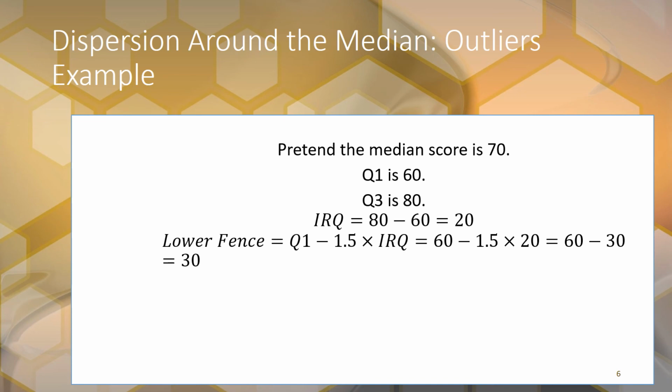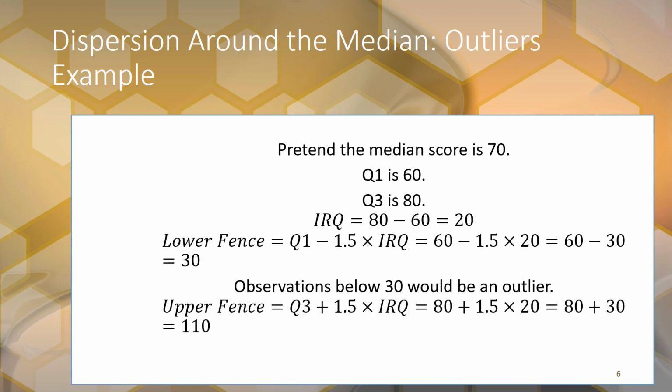The lower fence would be 60 minus 1.5 times 20. So that's 60 minus 30, which equals 30. So that means observations below 30 would be an outlier. The upper fence would be 80 plus 1.5 times 20. So that's 80 plus 30, which equals 110. So observations above 110 would be outliers.